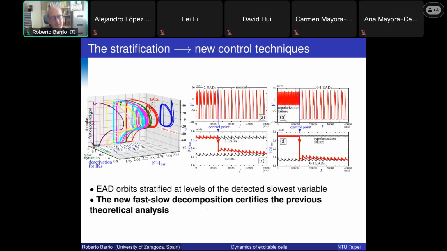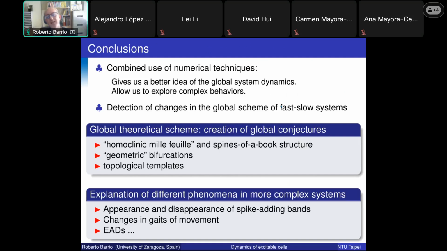But the traditional techniques don't work here. This allows us to create new techniques to control this fibrillation, because we know that it is stratified with respect to this detected slow manifold and slow variable, and just moving this variable slightly permits us to control the fibrillation. So we are contacting some experimentalists, trying to focus on this dynamical technique in order to control this kind of thing.